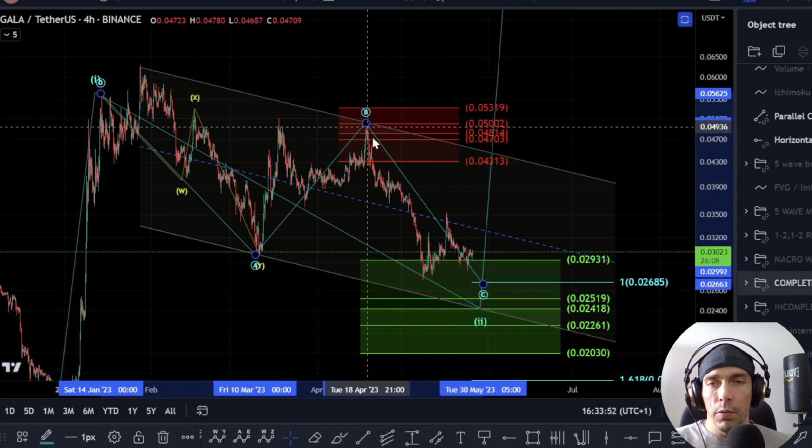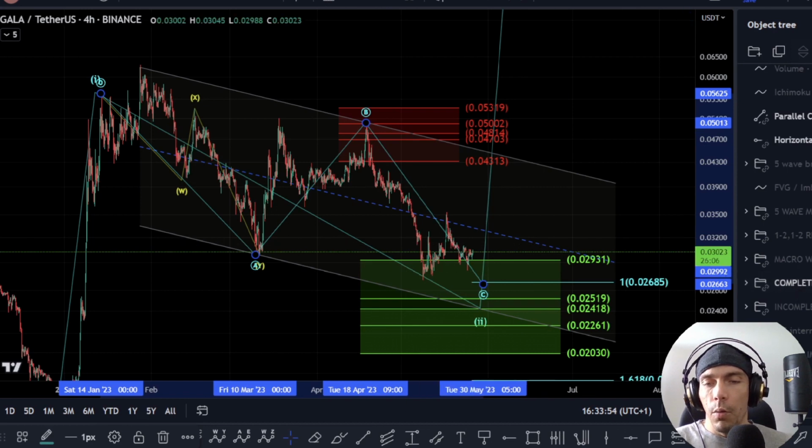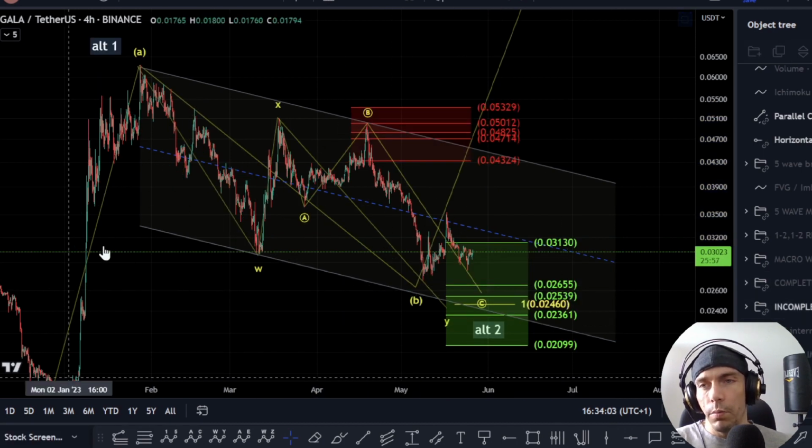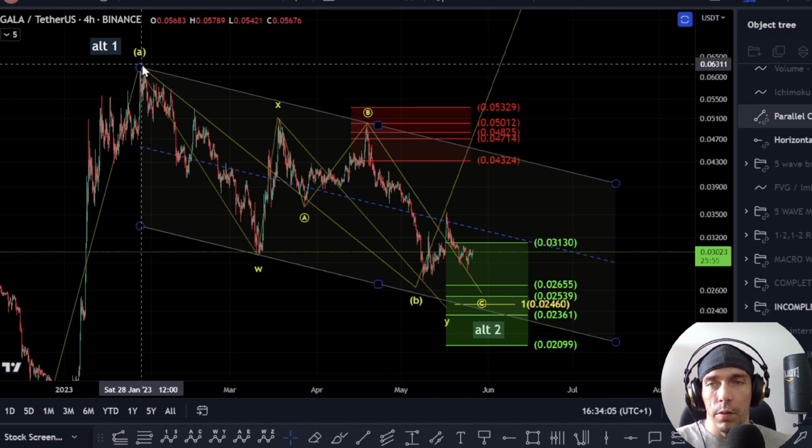So between both of these two counts that I'm looking at, both of them are looking for a 5-wave sequence to complete this last leg here. Now what I'm looking for with the other count is that effectively we'd be treating this as an A wave to the upside into the peak.